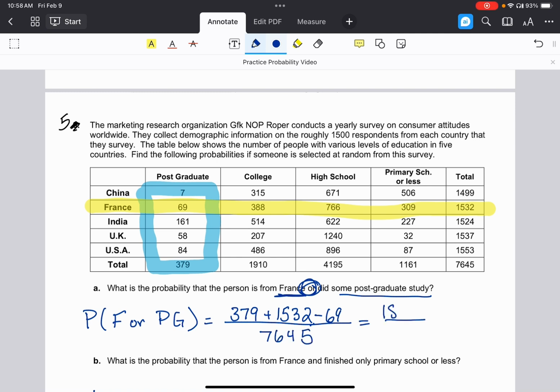And we end up with 1,842 out of that total on the table. So we don't have a given, we don't have a looking at this group, so we're down at that total on the table, and that ends up being about 24.1% of the respondents.